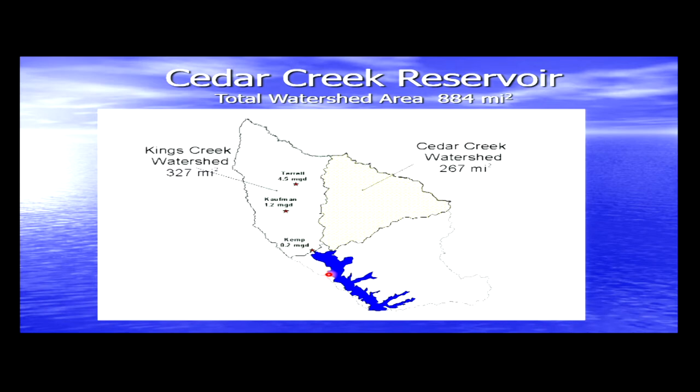Okay? There are two major small creeks flowing into this lake. One's called King's Creek, another's called Cedar Creek. That's a rough size of the watershed, and this is the total size of the watershed. So that's about 2,500 square kilometers. Okay, a 2,500 square kilometer watershed, and these are all draining directly to the lake, actually.